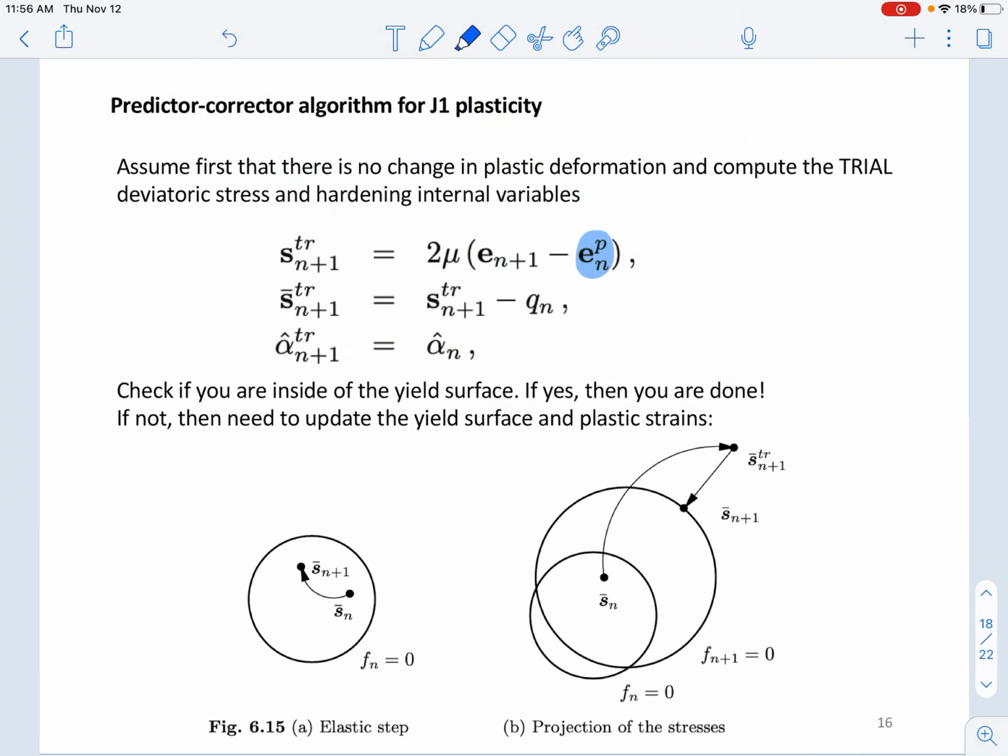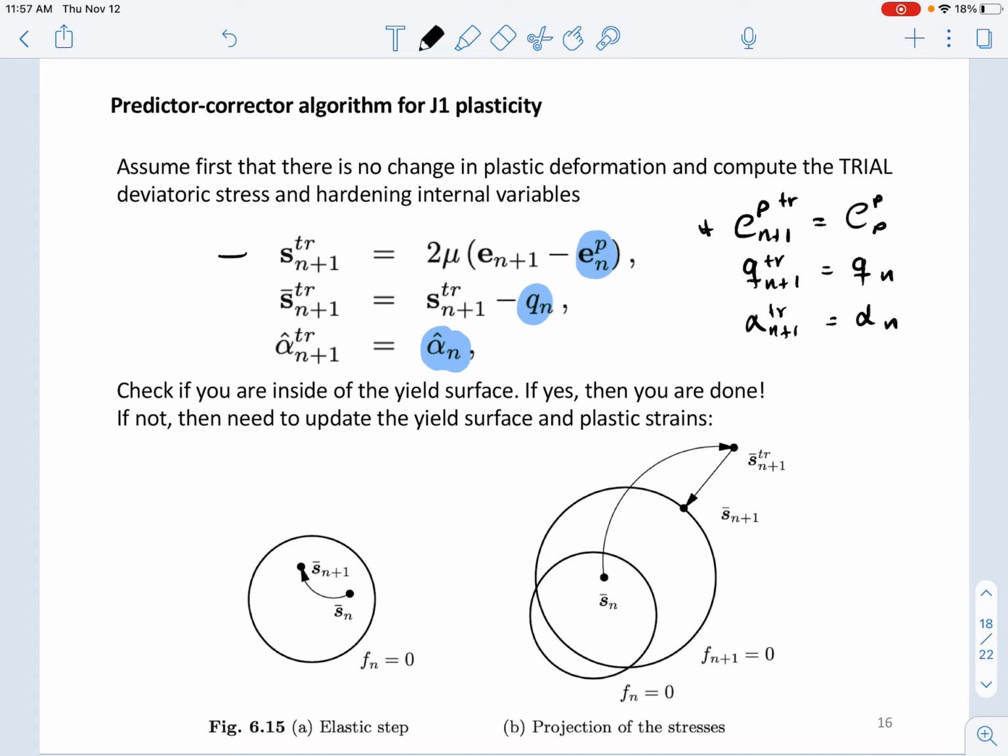You have your values for the plastic strain and the back stress and the hardening from the previous time step. And the first thing that you're gonna do is assume that that is the same for the current time step. So assume that there is no change in the plasticity, right? So the trial here is basically assume that the new plastic strain is the same as the previous one. Assume that the new Q at n+1 is the same as the Qn. Assume that the alpha n+1 is the same as the alpha n. So that's your first assumption, that there's no plastic deformation.